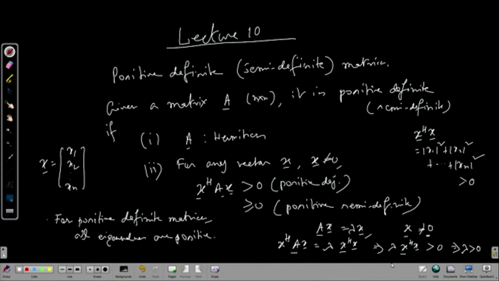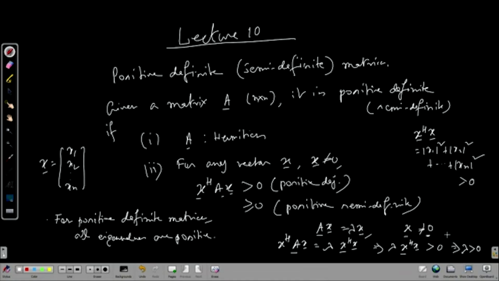If it is a positive semi-definite matrix, then instead of greater than 0, we would have had greater than equal to 0, and then lambda into a positive quantity greater than equal to 0. So, lambda will be then greater than equal to 0. So, in case of positive semi-definite matrices, lambda is greater than equal to 0. If it is strictly positive definite, lambda is greater than 0.